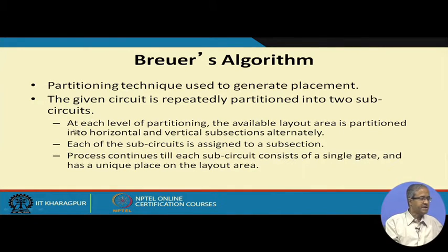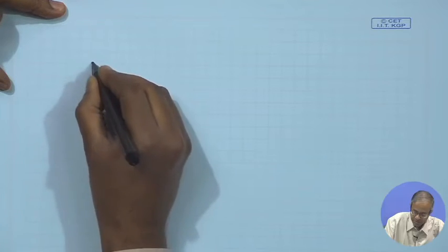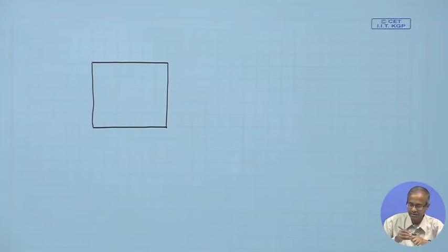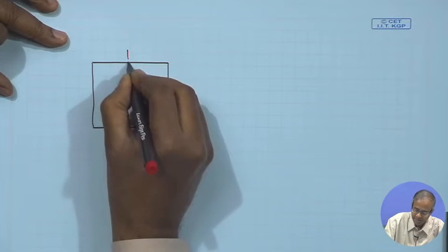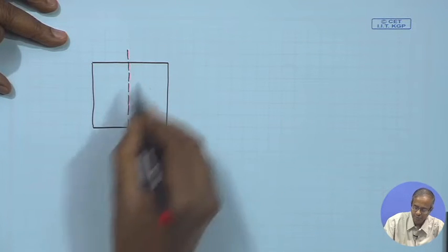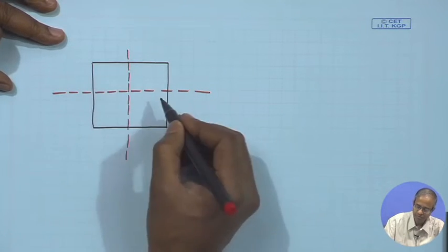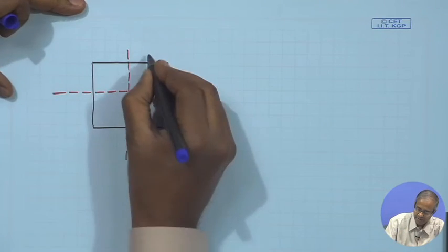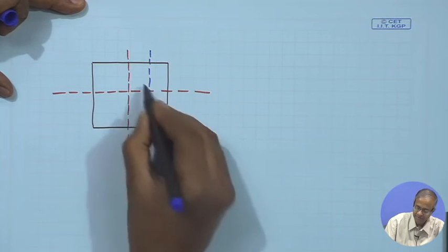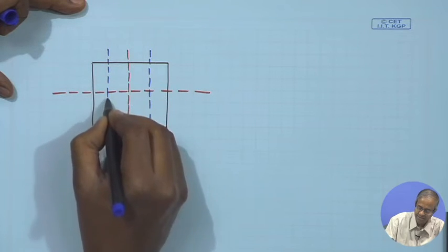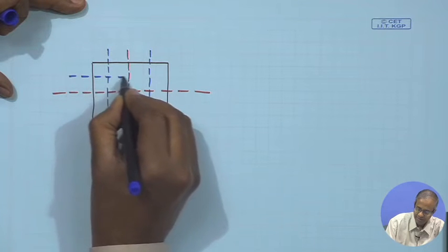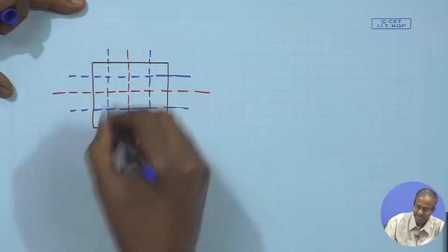Some of the salient ideas: at every level of partitioning, you use vertical and horizontal slices so that the available layout area is partitioned into horizontal and vertical subsections alternately. What I mean is something like this. Suppose I have a rectangular layout area. I start with a vertical partition like this and divide it into two pieces, then I use a horizontal partition and divide it into four pieces. Then I again use a vertical partition like this, so two more pieces are created, again a vertical partition, two more pieces are created, then a horizontal partition like this, and a horizontal partition like this. This we go on repeating.